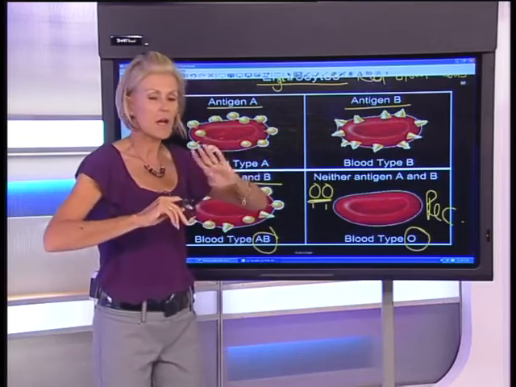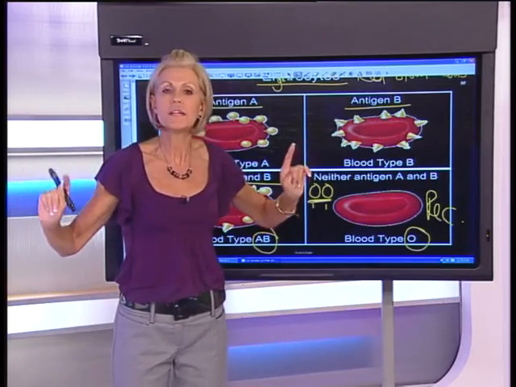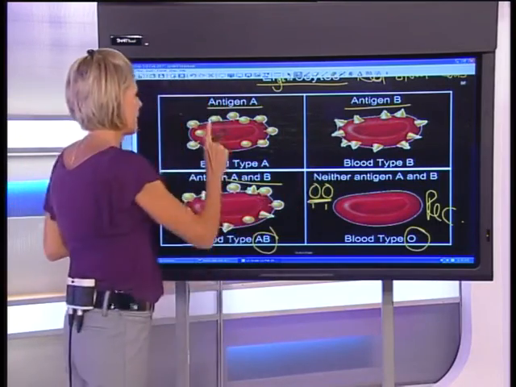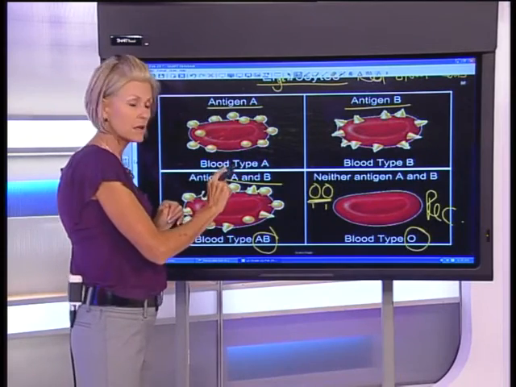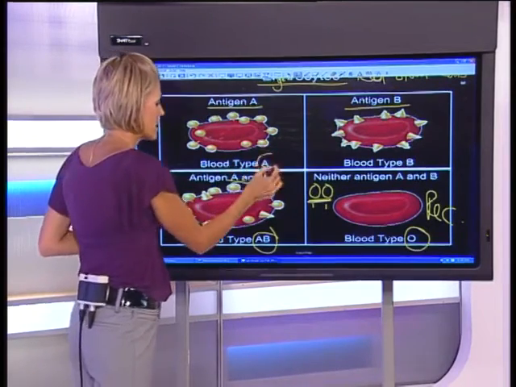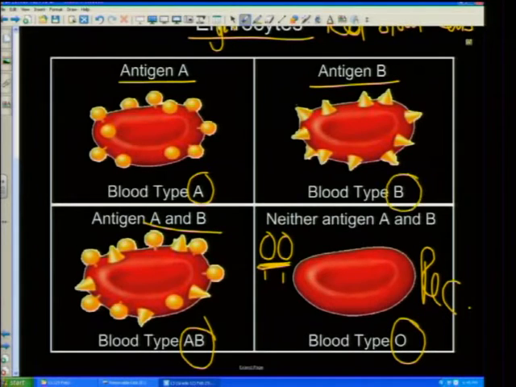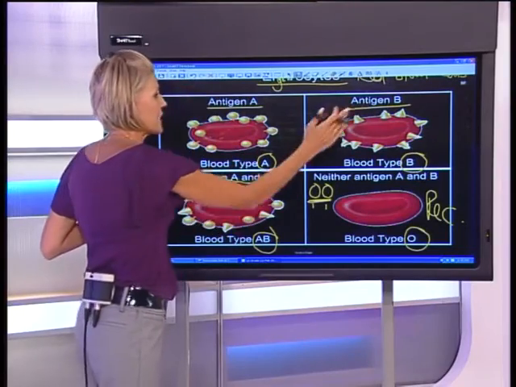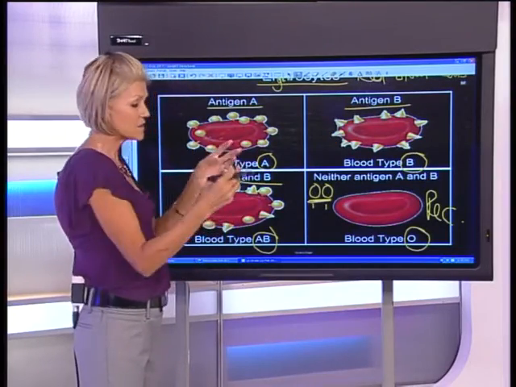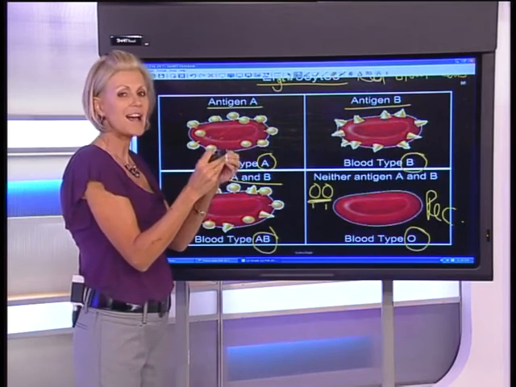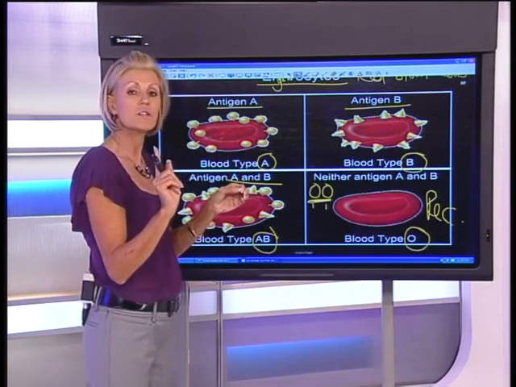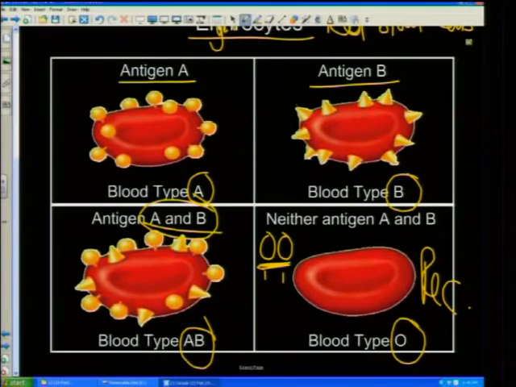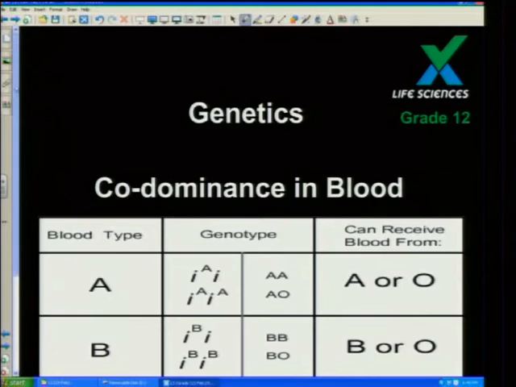A and B say, we are both equally strong. If I have antigen A, it's blood type A. Antigen B, blood type B. But if I have a mother and a father, and the mother is A and the father is B, and those gametes get together, it says, we are working together, and you end up with AB.